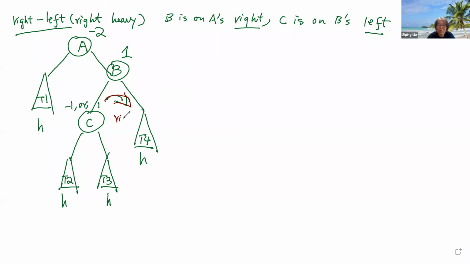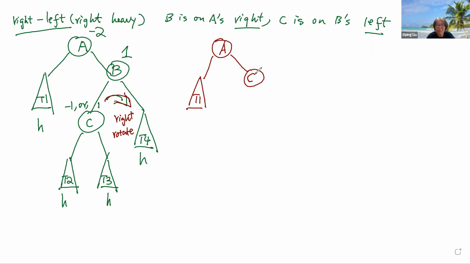Okay, so first we do right rotate on B. Let's see what we will have. Then you will have A, and then it has T1. And you're going to rotate, right? So you're going to bring C up, bring B down, okay?